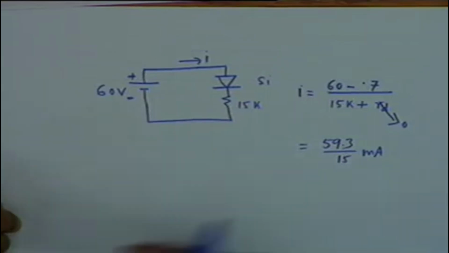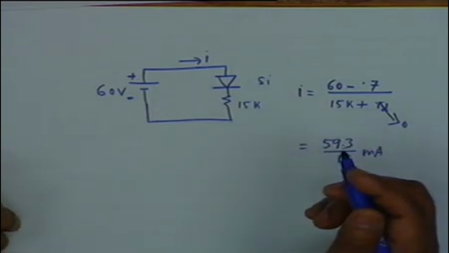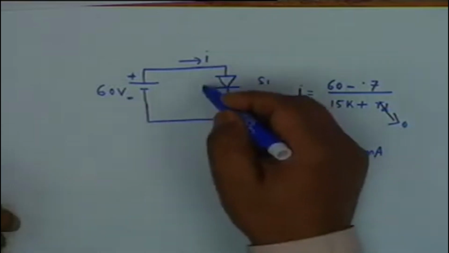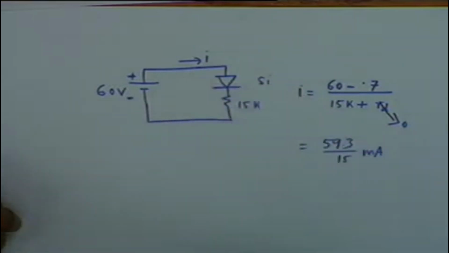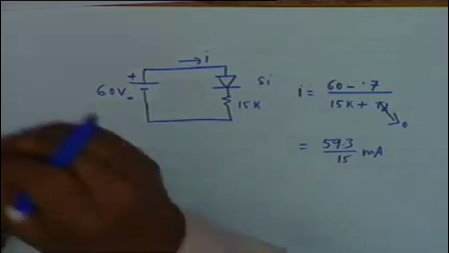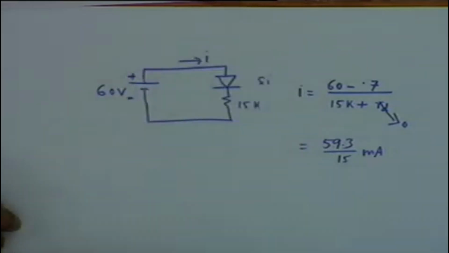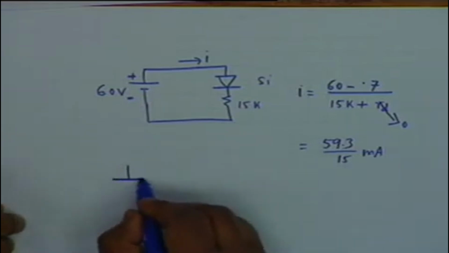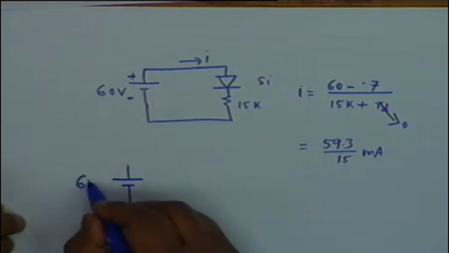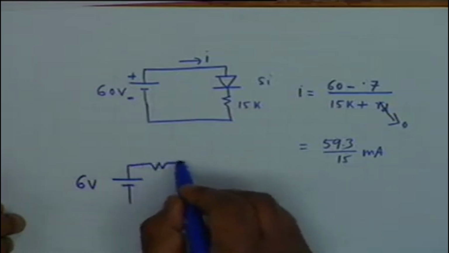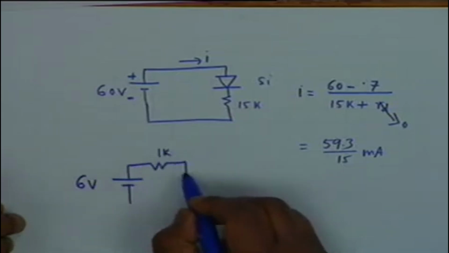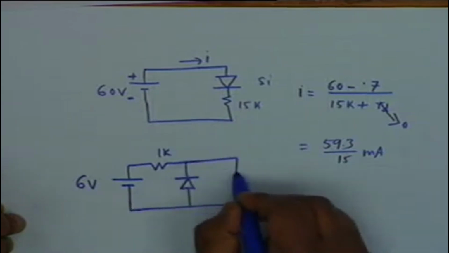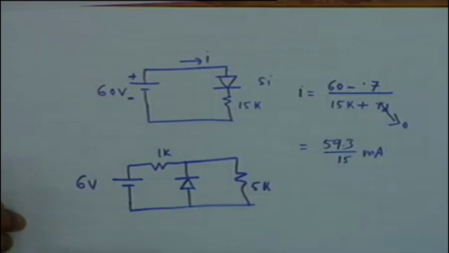If you are not ignoring IS, then you apply superposition. That is, first you find out the current due to 60 volt, then you find out due to IS. IS is now a current source. So you have a circuit in which both current and voltage sources are there, and you have to solve it exactly. For example, if I have a reverse connection, let's say I have a 6 volt source, then a 1K, then a diode connected in the other direction. This would serve as a good example.